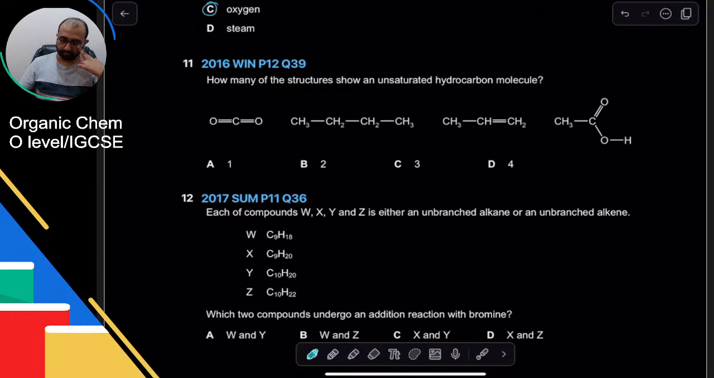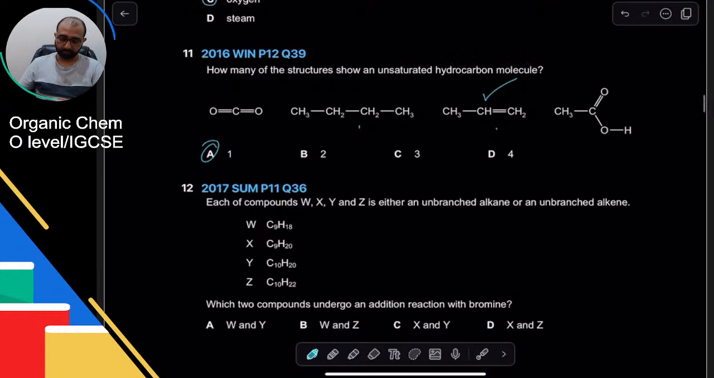Okay, so this one is a hydrocarbon but has no double bonds. This one is a hydrocarbon with double bonds. So this is true. This one is not a hydrocarbon, that is not a hydrocarbon. So only one of them is a hydrocarbon that has double bonds.